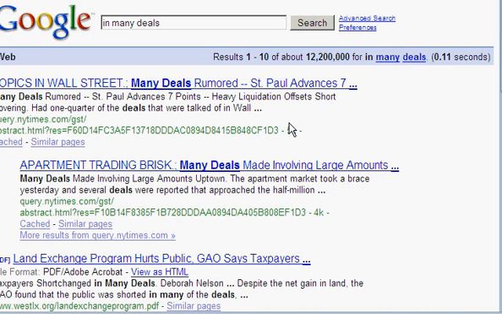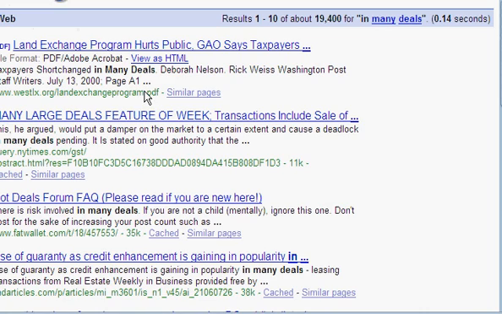Let's use some of the tricks that Google has. One thing that we can do is to put these words into quotation marks. If you put these words in quotation marks, it means Google is going to search for them all together as one whole, as a chunk. So let's search. And as you can see, all the results that you get are just "in many deals, in many deals, in many deals." Only what you need.